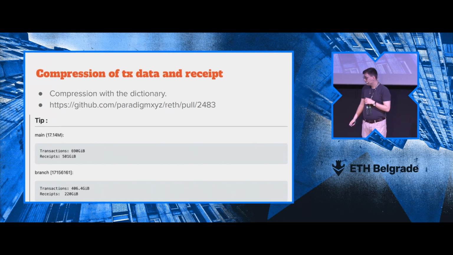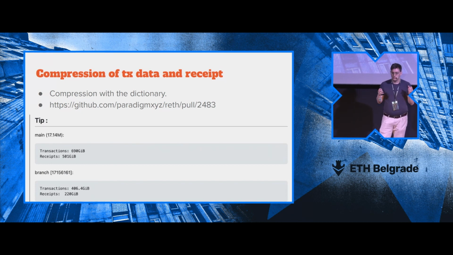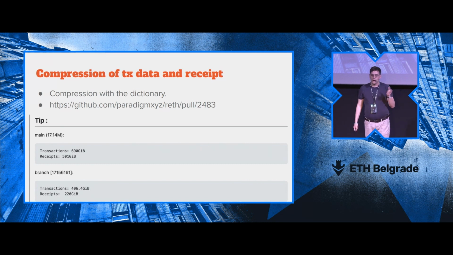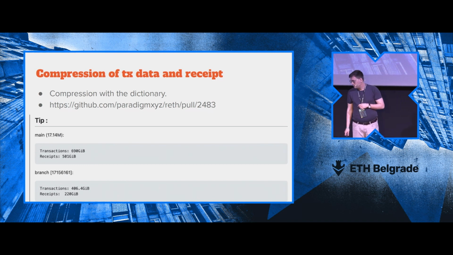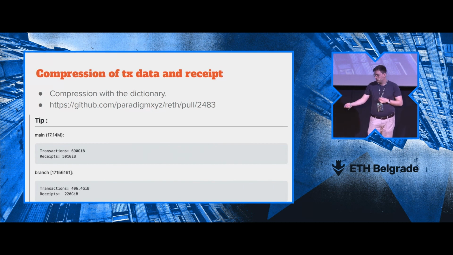Compression was a fun one. We have our own encoding that compresses a little bit of data, a smart way to remove zeros. But for some fields in the transactions and receipts, we introduced standardized compression. You can look at that in the PR, and it was 200, 300 gigabytes smaller for transactions, and around 200, 300 for receipts. We were very surprised that it was this much.